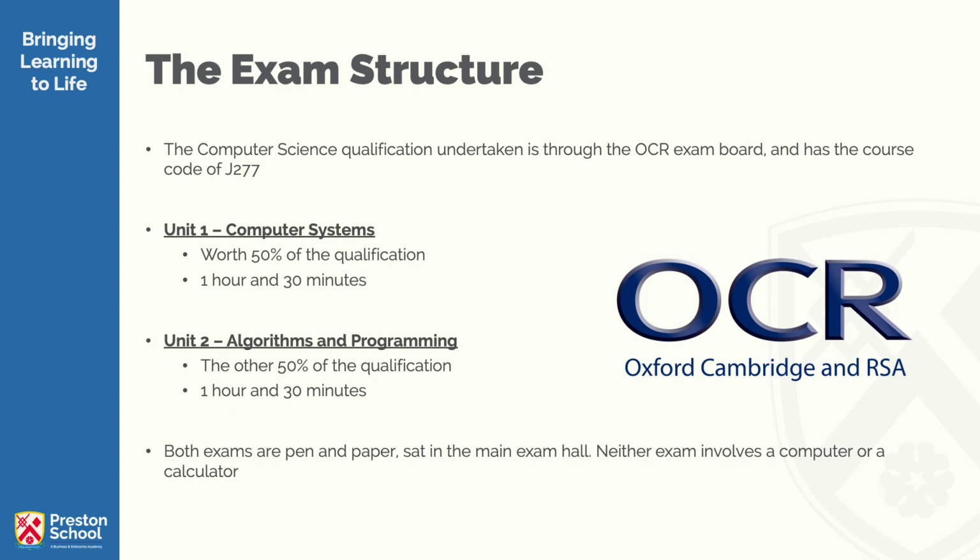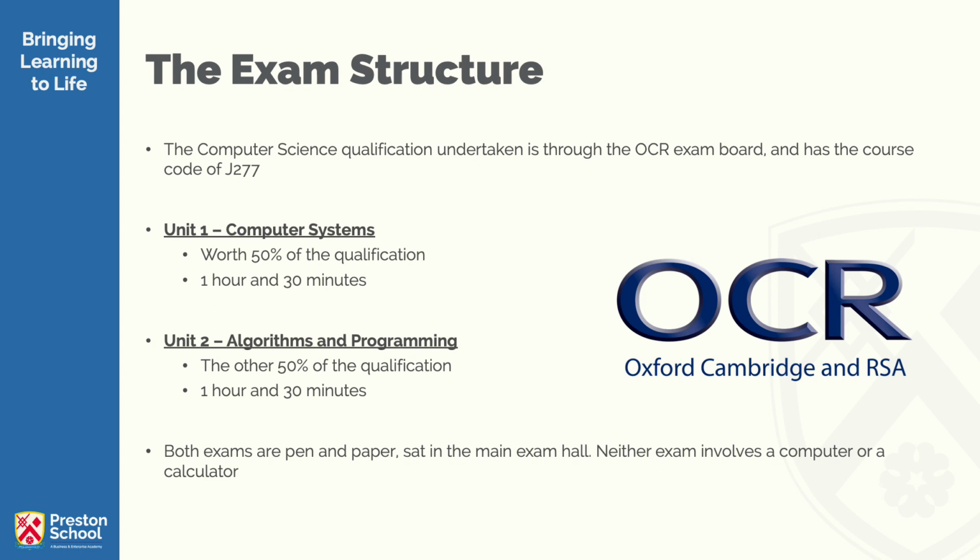So the computer science qualification is undertaken through the OCR Exam Board and has the course code of J277. So if you're buying any revision resources or looking for past papers through the OCR website, that's the course code you want to look for. There was a different version of the qualification that ended in 2020, so make sure you're not undertaking past papers for that qualification. The exam is split into two parts.